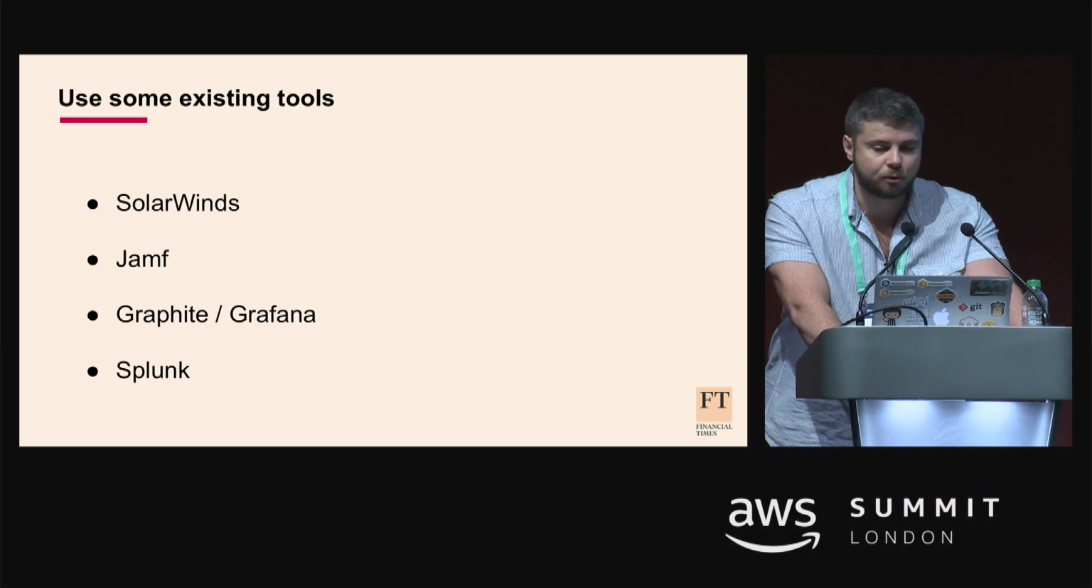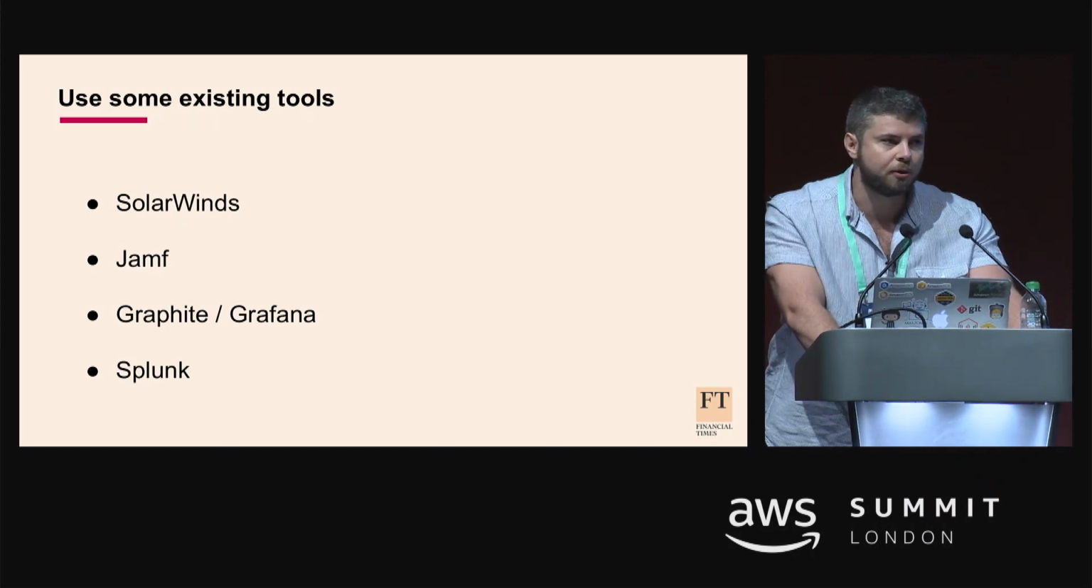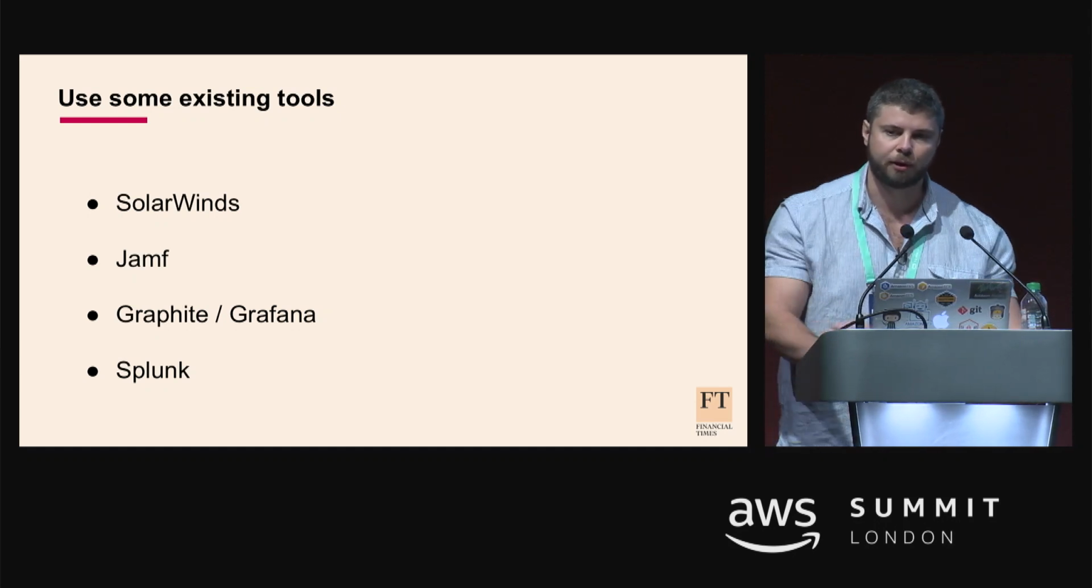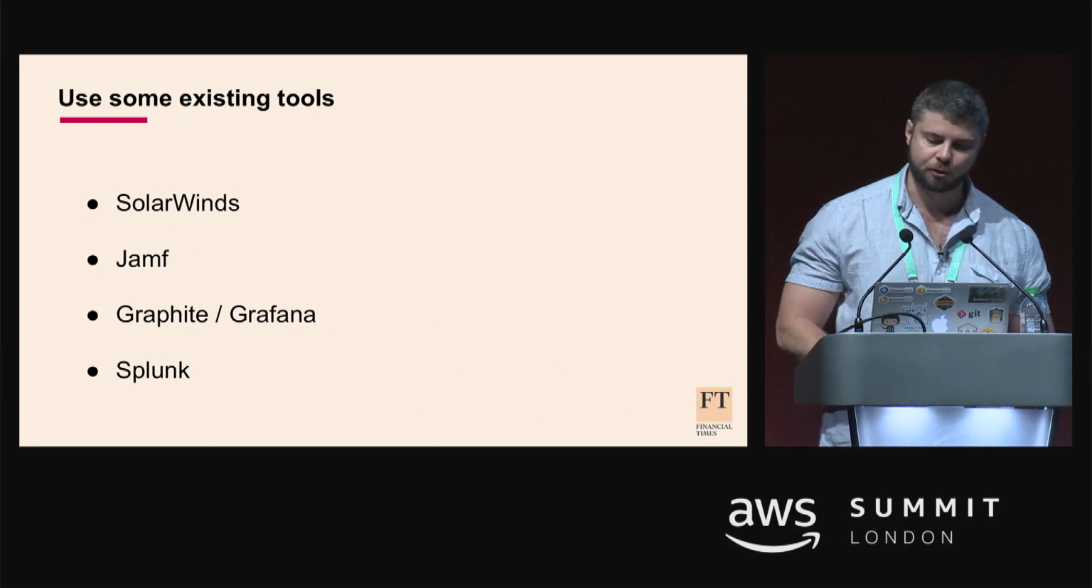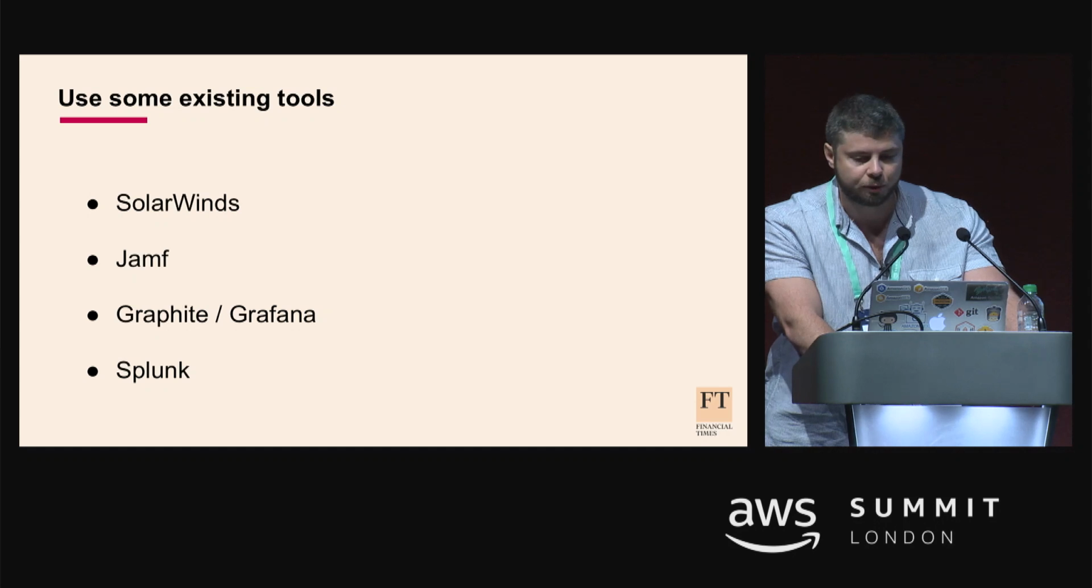So some of the existing tools that we used: SolarWinds. It's a network monitoring tool. It knows about all of our Cisco devices and it talks to them over SNMP. It collects health, operational, and metadata. Luckily for us, it also collects the iOS version of the installed devices. We're going to need this going forward.